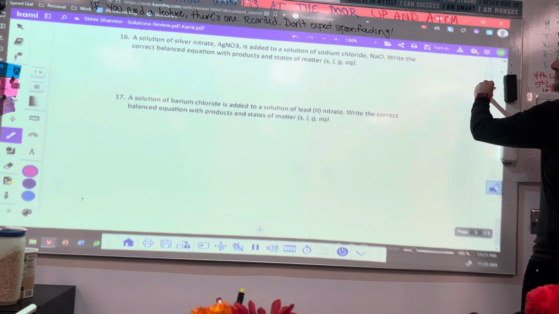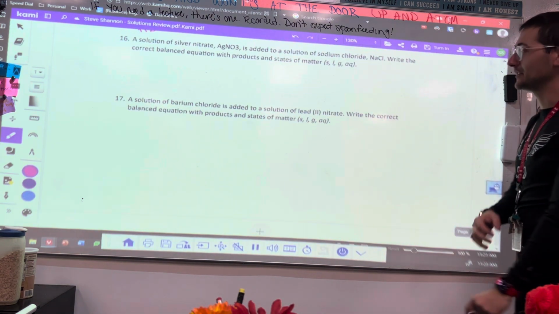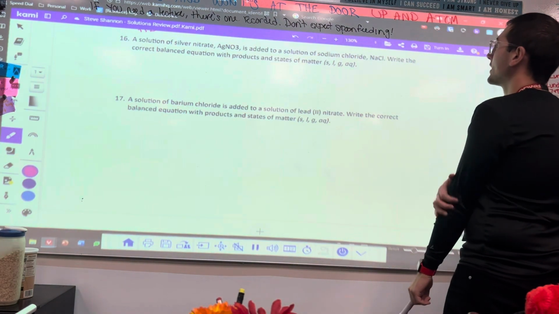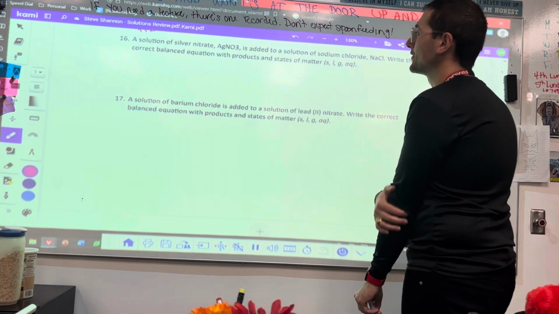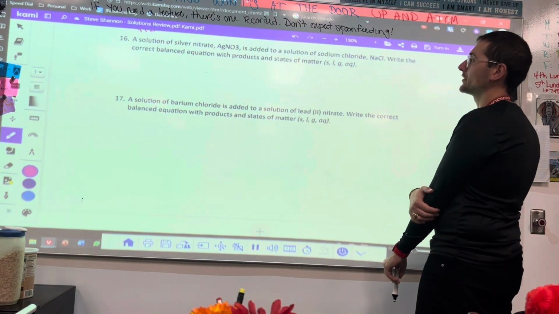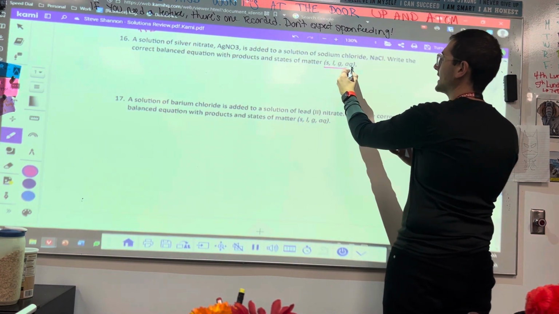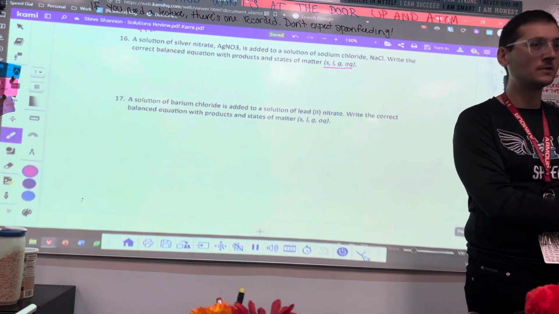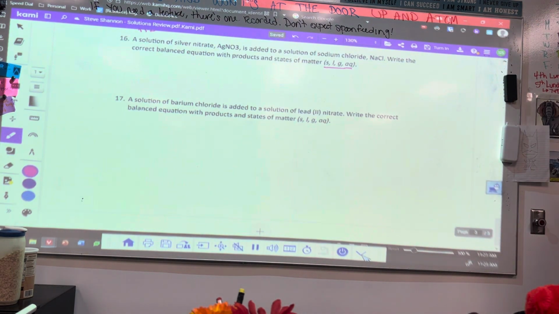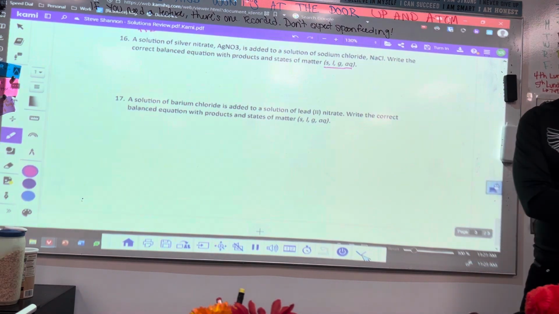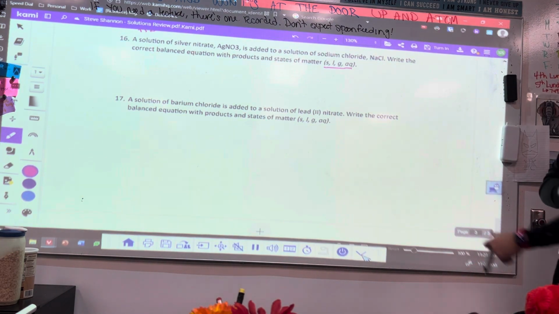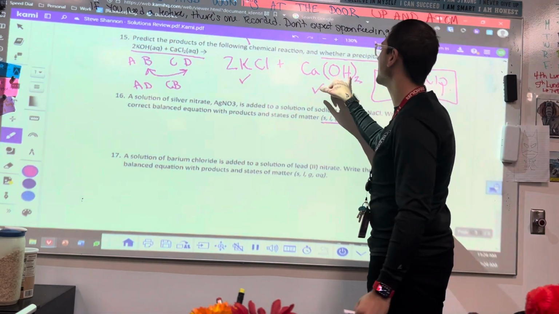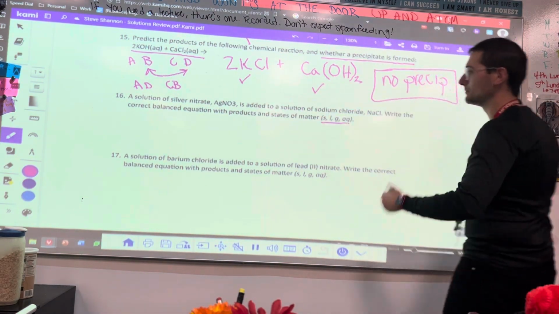Number 16. A solution of silver nitrate, AgNO3, is added to a solution of sodium chloride, NaCl. Write the correct balanced equation with products and states of matter. So, solid, liquid, gas, and aqueous. This is basically the same thing. We have to predict the products, and then we have to say which one is aqueous and which one is still a solid, or which one is going to become a solid. Both of these would be aqueous from the last problem.